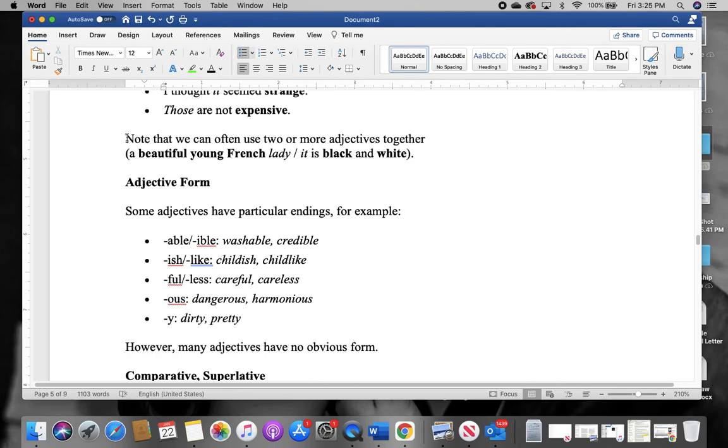And then our book also talks about how we can use two or more adjectives together. And this is also important because you have to know when to use commas between adjectives. Because there are times when you're using multiple adjectives, it's important to know when you need to put a comma between them so your reader doesn't get confused. Right? But, a beautiful young French lady, it is black and white.